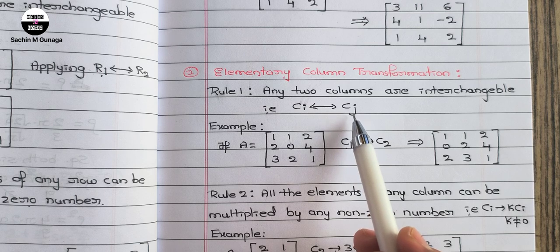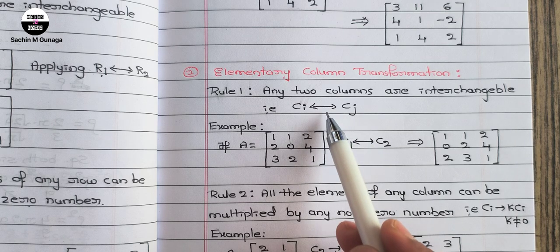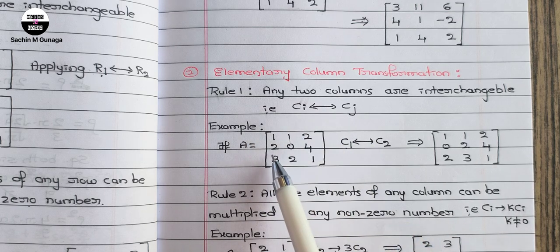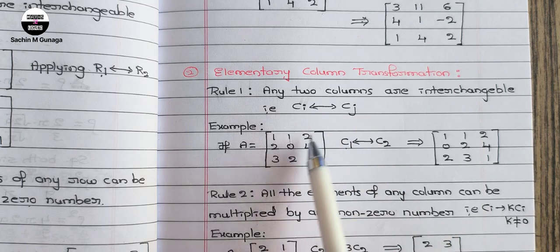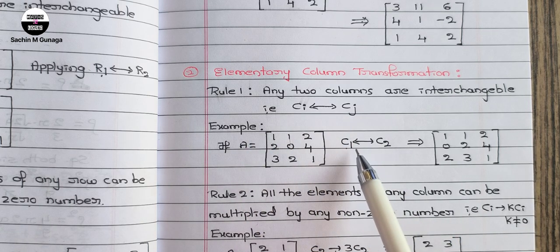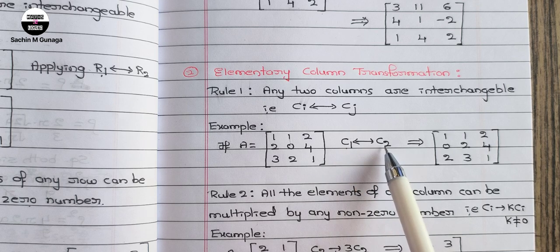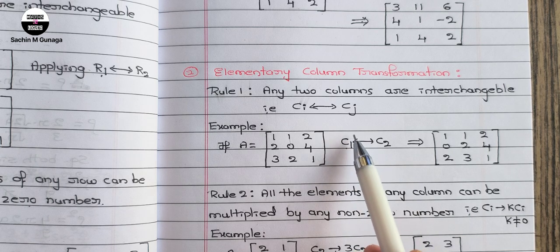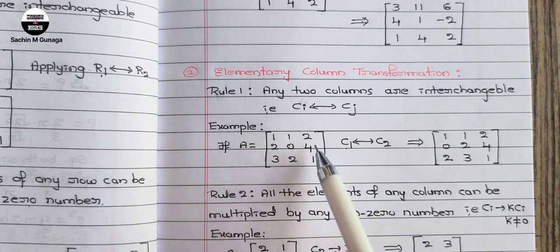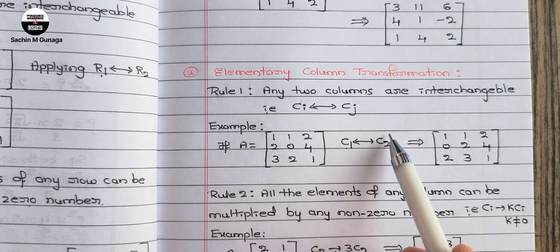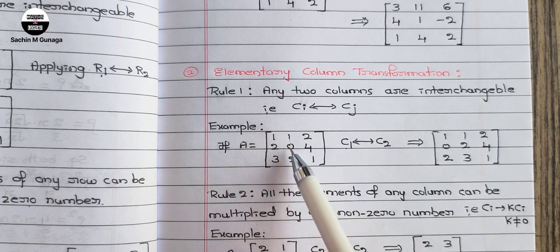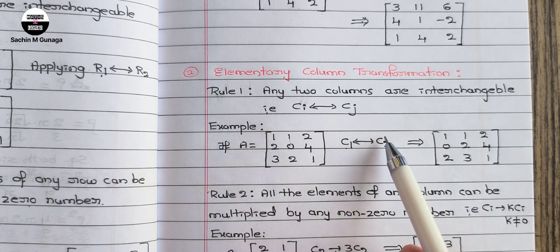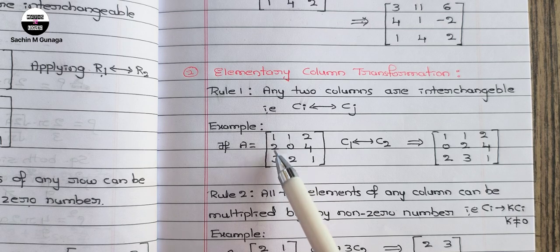That is, Ci interchanges to Cj. So this means in the given matrix any two columns we can interchange. For example, this is one given matrix. Here what we are interchanging, C1 interchanges to C2. This means in place of C1 we are writing this C2, and in place of C2 we are writing this C1.